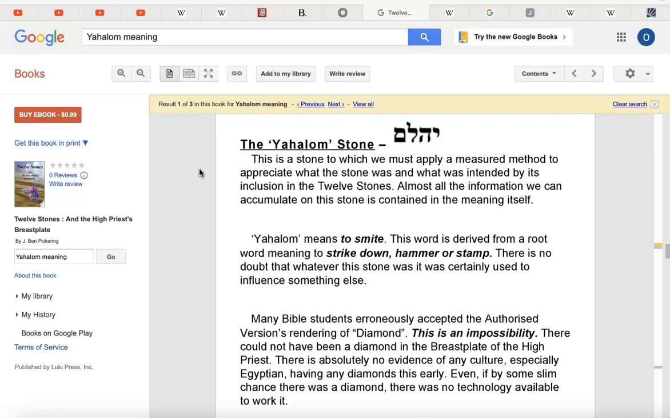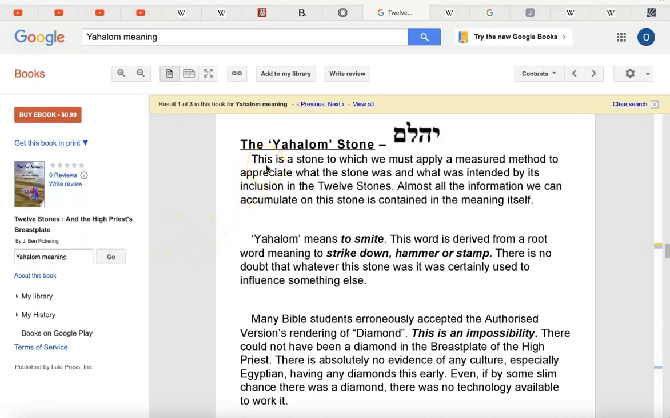Okay, so what does the word Yahalom mean? Is it just to identify the object, the item, the thing, the diamond? Yes and no. Okay, yes and no. And I looked and I looked and I looked, and I found this. It's by J. Ben Pickering, and the title of the book is 12 Stones and the High Priest's Breastplate. And that does relate to what we're talking about. The High Priest's breastplate, again in Judaism, has 12 stones on it, precious stones, and it's supposed to represent the 12 tribes of Israel, okay?